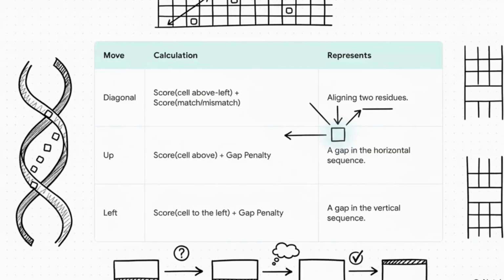So to get the score for any new cell, the algorithm looks at 3 possible moves. Coming from the diagonal means we're aligning 2 residues. Coming from the cell above or from the left means we're introducing a gap. The algorithm calculates the potential score from all 3 moves and always chooses the one that gives the highest score. It just repeats this process cell by cell until the entire matrix is filled out.